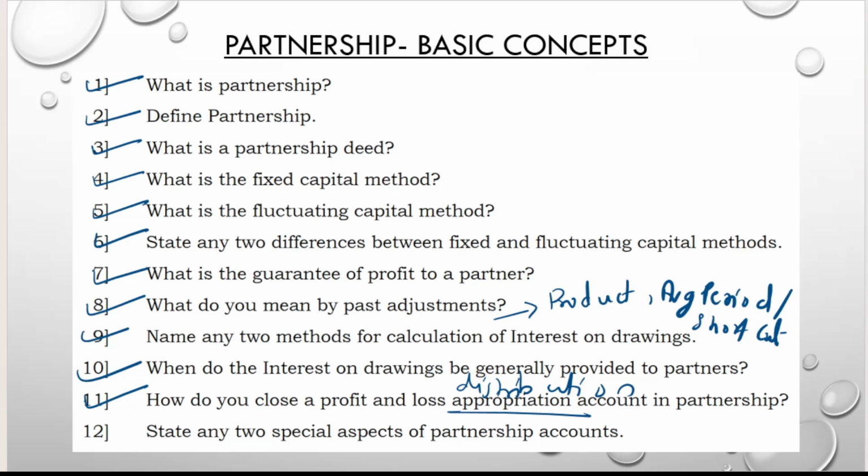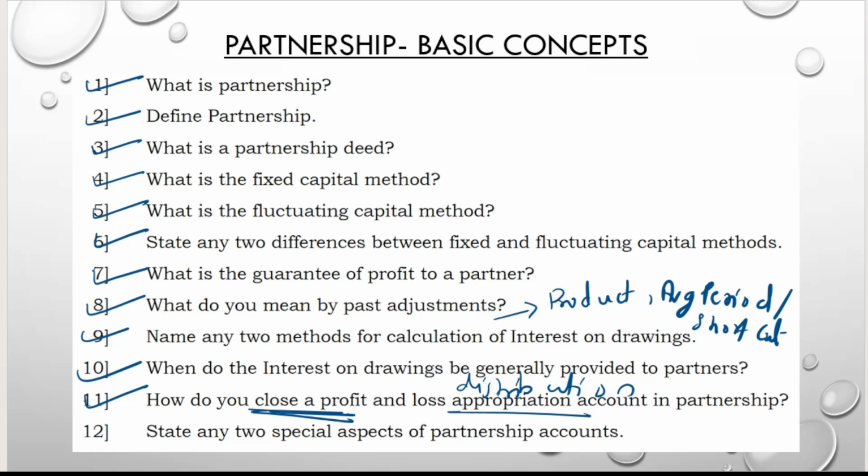So what is the question? How do you close a profit and loss appropriation account? We close a profit and loss appropriation account by transferring the final profit to the partners in their profit sharing ratio. Keep it in your mind. We close the profit and loss appropriation account by transferring the final profit among the partners in their profit sharing ratio. Okay, you have to write the answer like this.